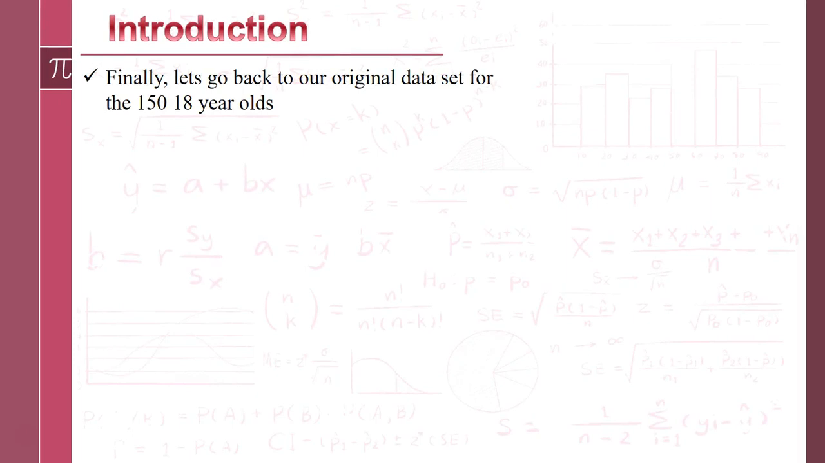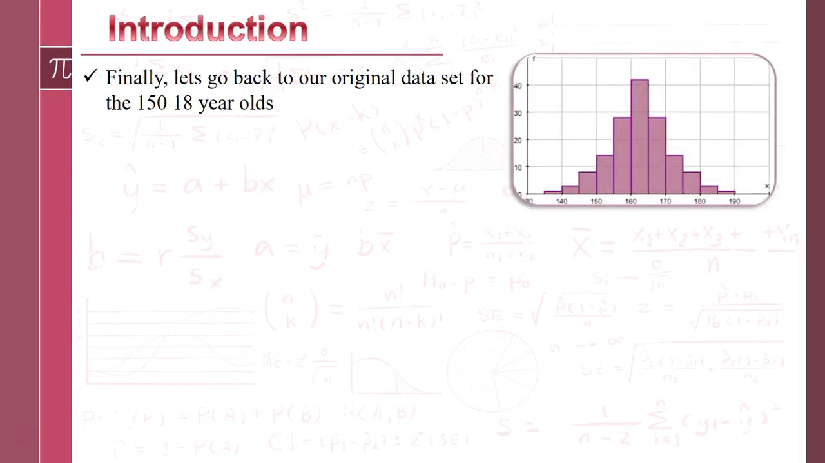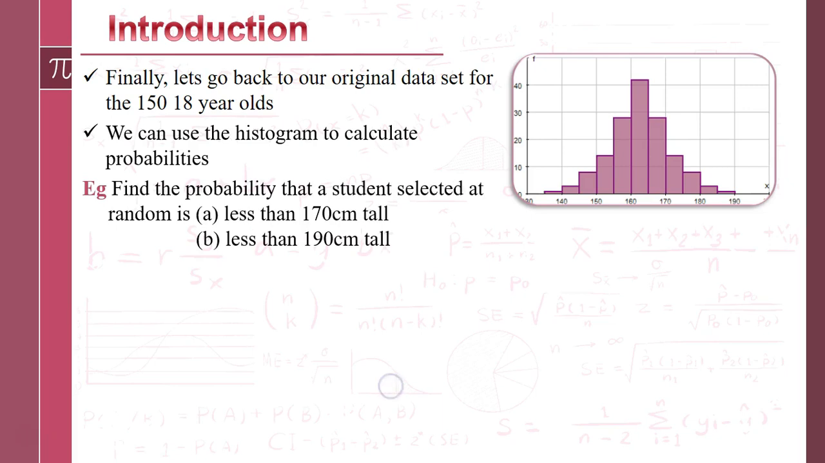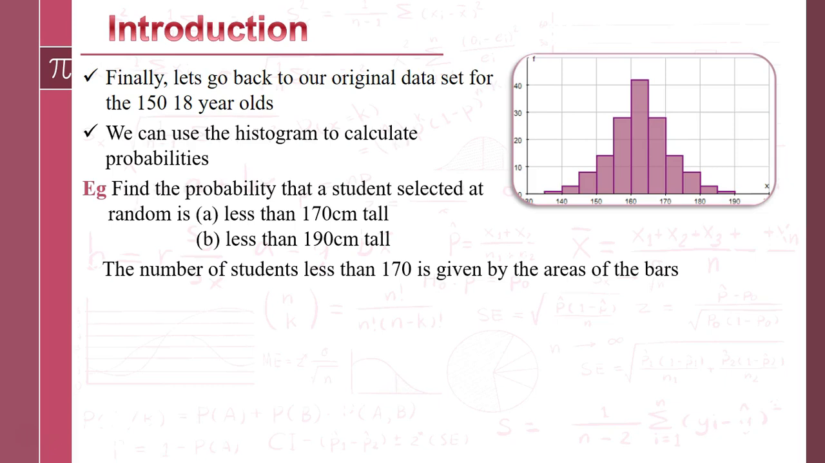Okay, let's go back to our original data set. There's our 150 18-year-olds, and we can use the histogram to calculate probabilities. So let's see if we can find the probability that a student selected is less than 170 centimetres tall or less than 190 centimetres tall. Let's start off with the 170.